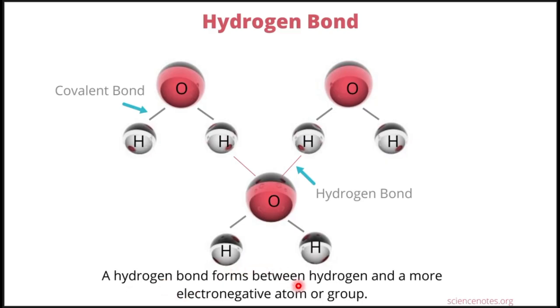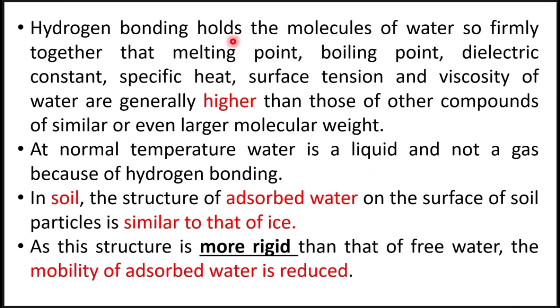The hydrogen bond forms between hydrogen and a more electronegative atom or group. Oxygen, nitrogen, fluorine, etc. are electronegative atoms. So in the case of water, the electronegative atom is oxygen. The hydrogen bonding holds the molecules of water so firmly together that the melting point, boiling point, dielectric constant, specific heat, surface tension and viscosity of water are generally higher than those of other compounds of similar or even larger molecular weight. So water will have these properties because of its hydrogen bond.